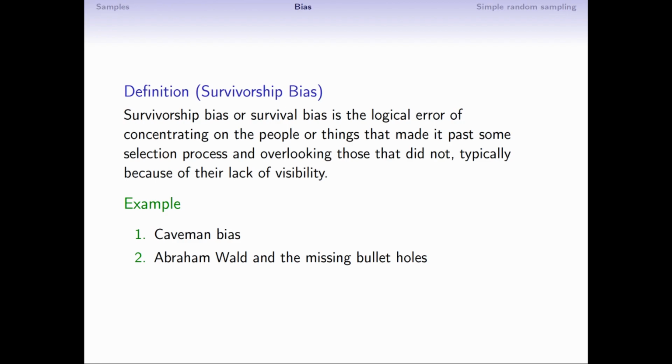You want to protect your planes from being shot down. So where should you put the armor, right? And this is what Ellenberg writes. He says, so here's the question. You don't want your planes to get shot down by enemy fighters, so you armor them. But armor makes the plane heavier, and heavier planes are less maneuverable and use more fuel. Armoring the planes too much is a problem. Armoring the planes too little is also a problem. Somewhere in between, there's an optimum.